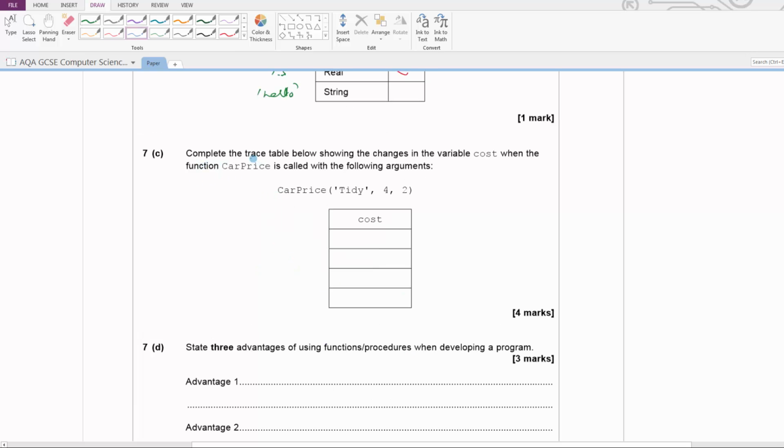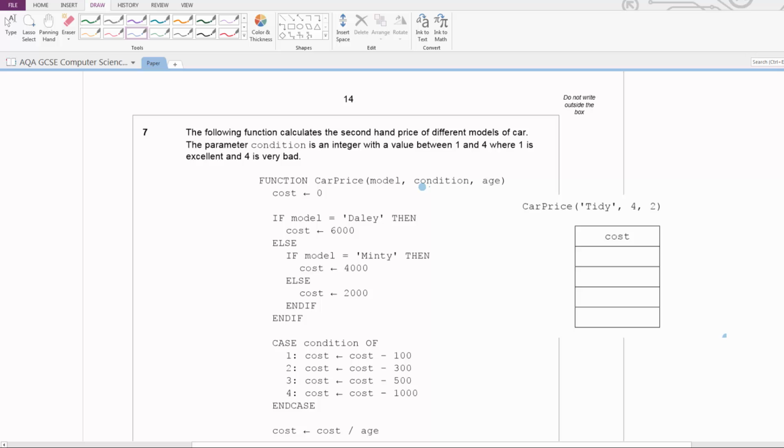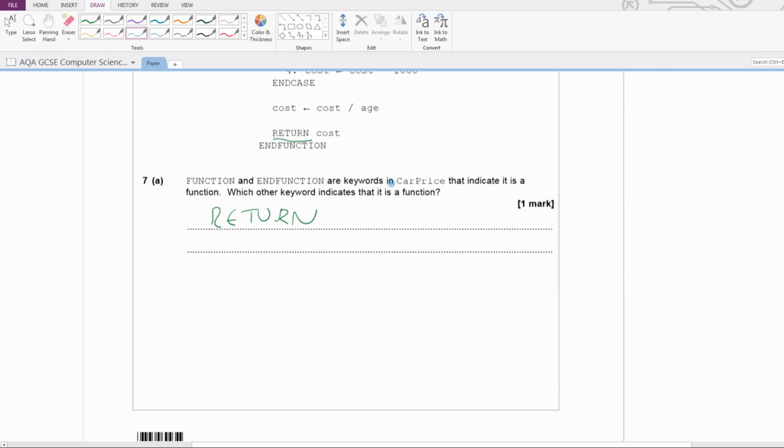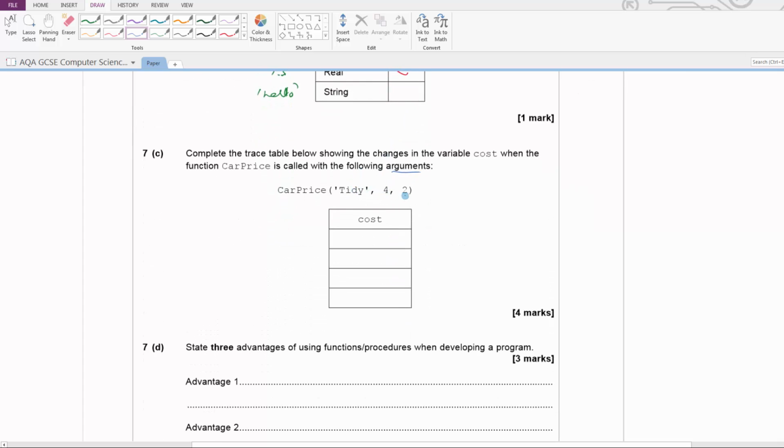For C, we have to complete the trace table below, showing the changes in the variable cost when the function car price is called with the following arguments. So the difference between arguments and parameters is the parameter is kind of like the variable. So condition is an example of a parameter, so is model and age. These are kind of placeholders for the actual arguments, which is the actual data being passed to the function, which is in this case tidy, 4 and 2.